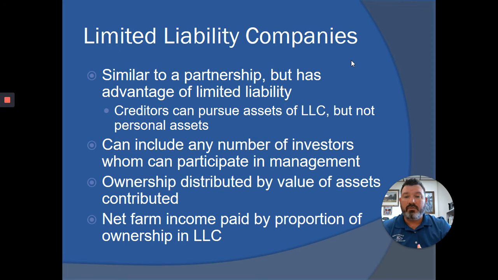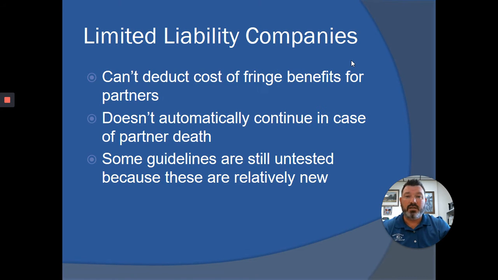You can have any number of investors that can participate in management if they so choose, or they could have a non-management role. So it's basically distributed. The ownership is distributed by value of the assets that you contribute, and the net farm income is paid by proportion of ownership in the LLC. That's how things are divided up, and you would want to define that in your operating agreement.